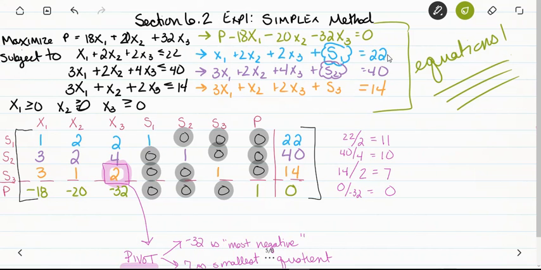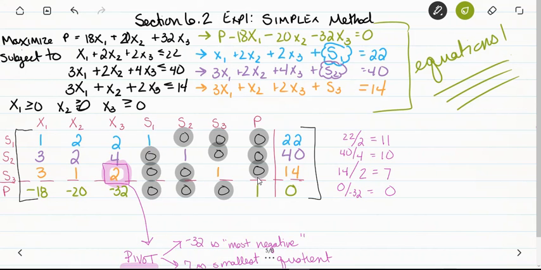Notice I've transferred our blue, purple, and orange equations in also by carrying over their coefficients. 1, 2, 2, 1. And then the S2, S3, and P all have a coefficient of 0. 3, 2, 4, 1. And the S1, S3, and P all have a 0. 3, 1, 2, 1. And the S1, S2, and P all have a value of 0.